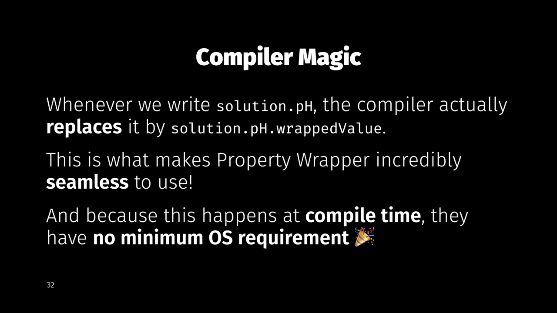The nice thing is that it makes it a very seamless mechanism. And there is also an added bonus: since all of these things happen at compile time, there is no minimum OS requirement to use property wrappers. You can use property wrappers on any version of iOS as long as you are building your app with Swift 5.1 or above version of the Swift compiler. So that's pretty cool.